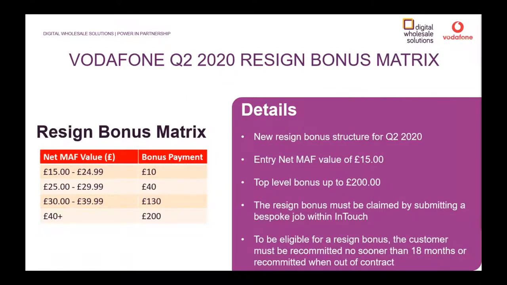Similar setup with re-sign bonuses. Again, these are in the guide for you to be able to see, so it gives you full visibility of how to structure a re-sign proposal for the customer. Again, a lowering of the entry monthly access fee value down to £15, where you can start to receive a re-sign bonus, and then for your higher ARPU customers who are looking at maybe an unlimited plan or a large amount of data, it's up to £200 as a re-sign bonus. So it's quite a significant hike up from what it was previously. So at month 18, you can engage with that customer and put together a competitive re-sign for them.